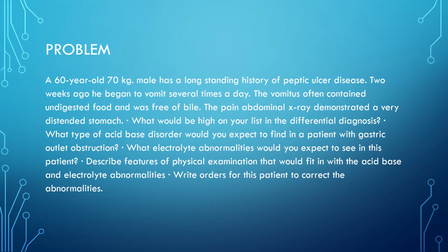And the questions are, what would be high on your list in the differential diagnosis? What type of acid-base disorder would you expect to find in a patient with gastric outlet obstruction? What electrolyte abnormalities would you expect to see in this patient? Describe the features of the physical examination that would fit in with the acid-base and electrolyte abnormalities. Finally, write orders for this patient to correct the abnormalities.